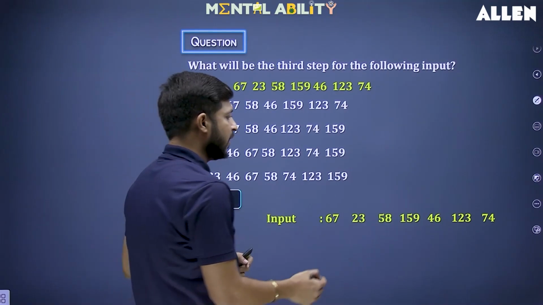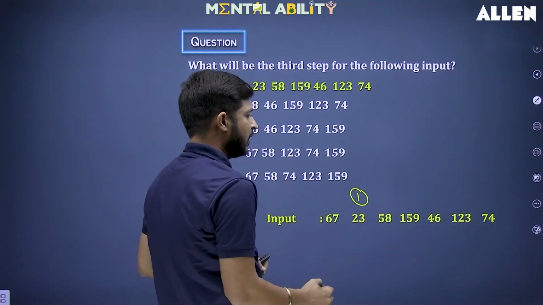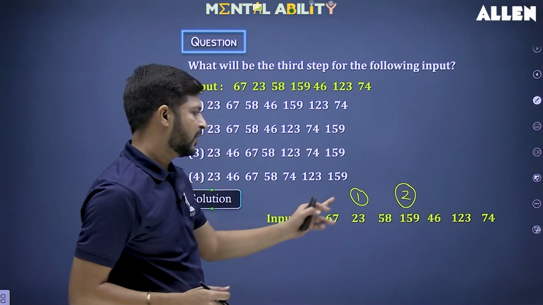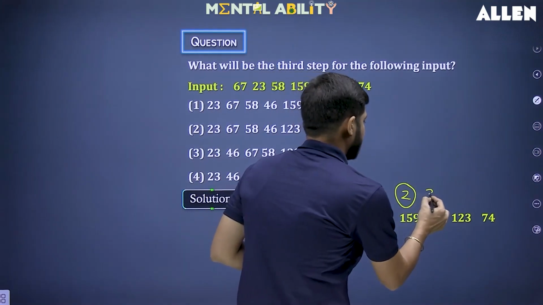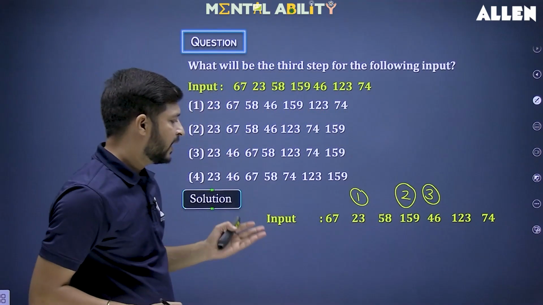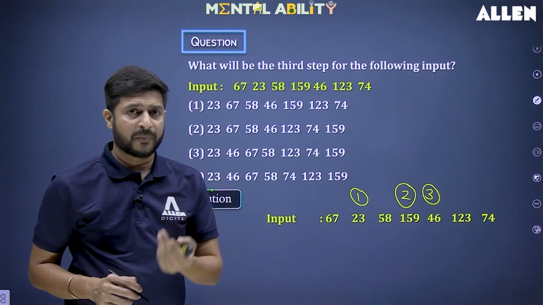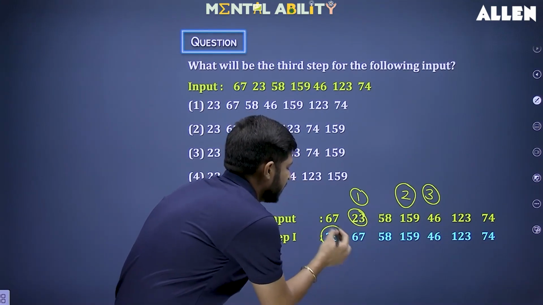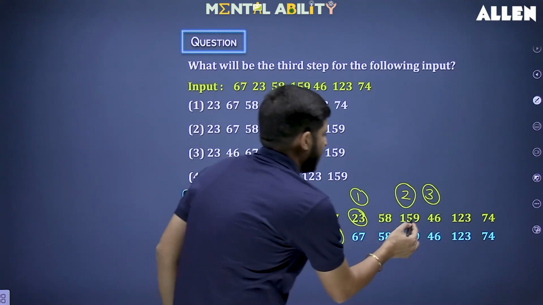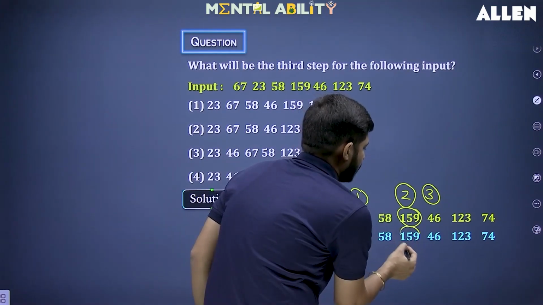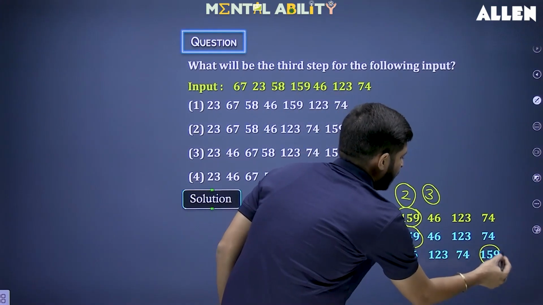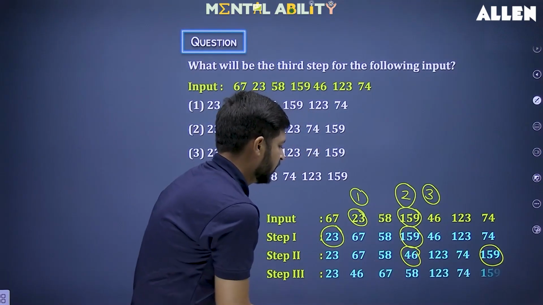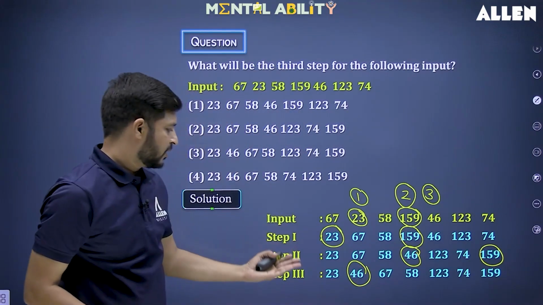So the smallest number over here is 23. This will be step number 1. This will be step number 2, and the number just greater than 23 among the given numbers is 46. So this will be step number 3. So definitely we are able to identify that these 3 numbers will be arranged till step number 3. In the first step, 23 has been brought from this place to this place. After that, this 159 has been shifted from this place to the last. After that, 46 will be shifted from this place to this particular place. So now we have observed step number 3 over here.